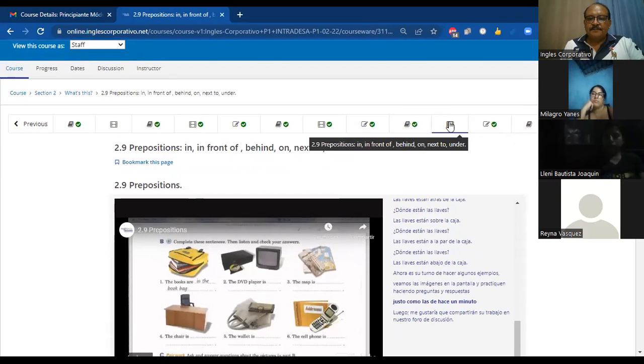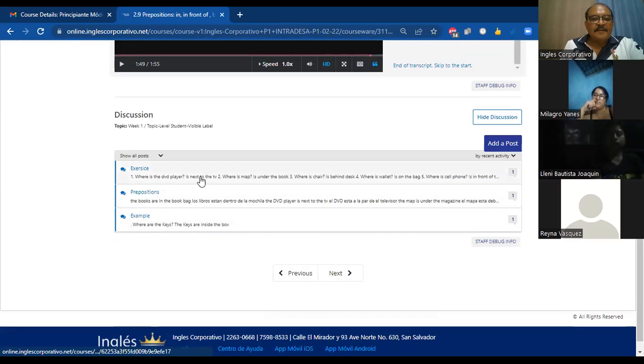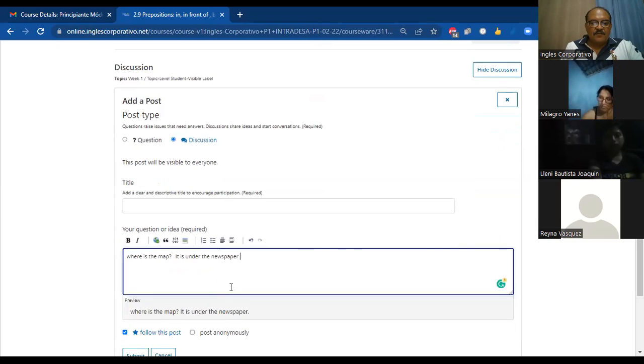Okay, and here, for example, where is the DVD player? It's next to the TV. Okay, yes. Where is the map? Remember, el mapa, it is under. Recuerden que cuando ya usamos un nombre, podemos usar el pronombre, y el pronombre para mapa es it. Entonces se dice, it is under the newspaper. En español no es necesario, por eso es que a veces nos cuesta un poco más acostumbrarnos a usarlo en inglés, right? Where is the map? It's under the newspaper. Okay, so this is one way that you can use it.